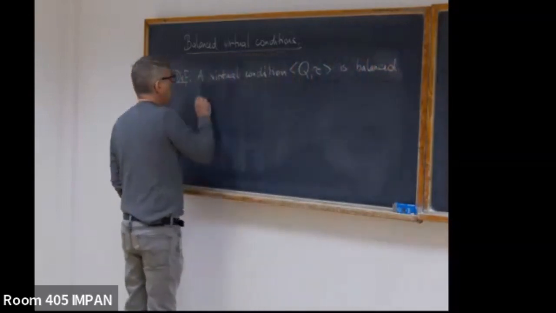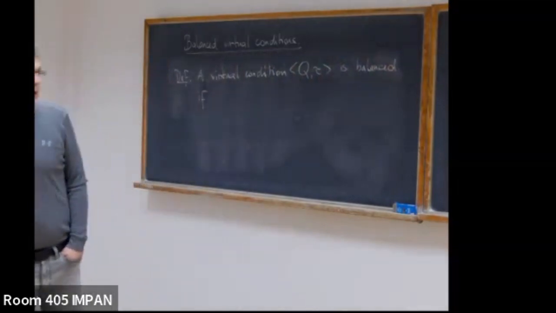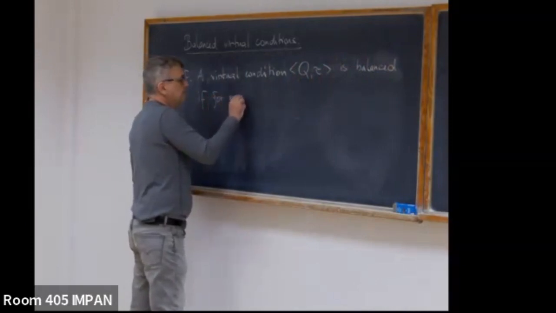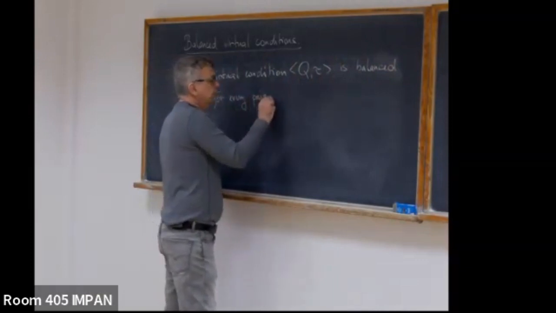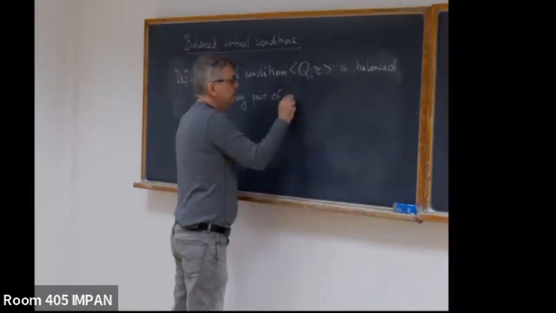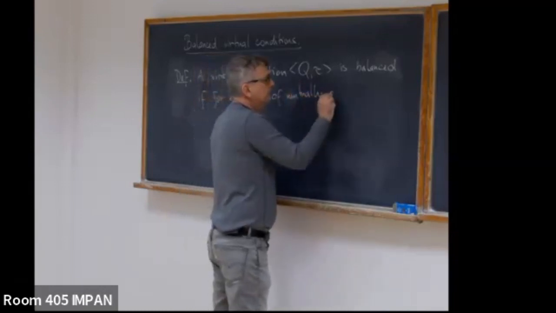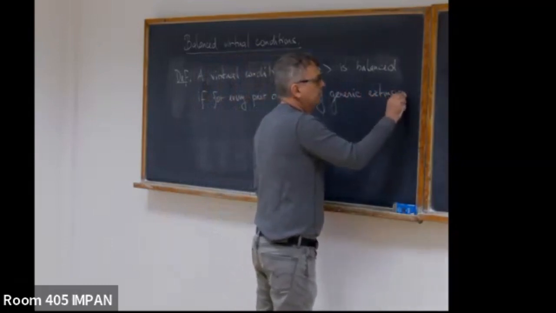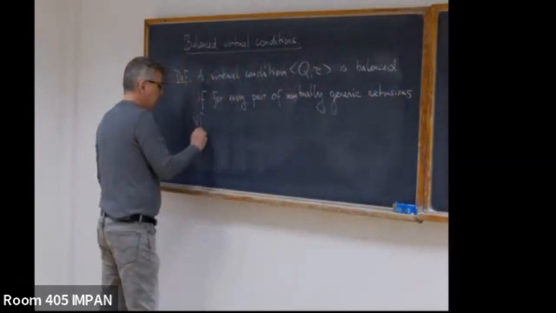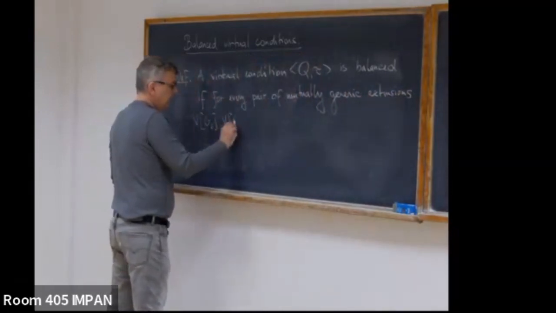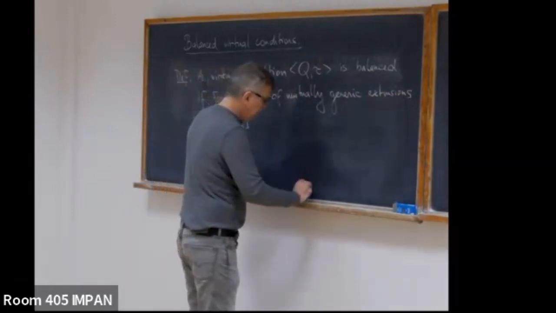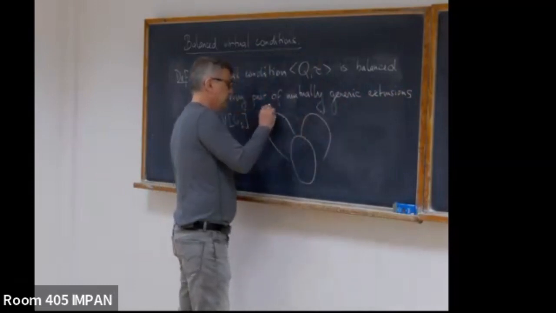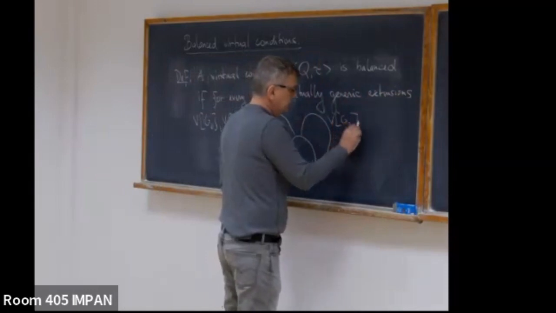if, and again there's this amalgamation picture, if for every pair of mutually generic extensions, V[G0] and V[G1], again, draw the picture because it makes everything clear, at least to me.